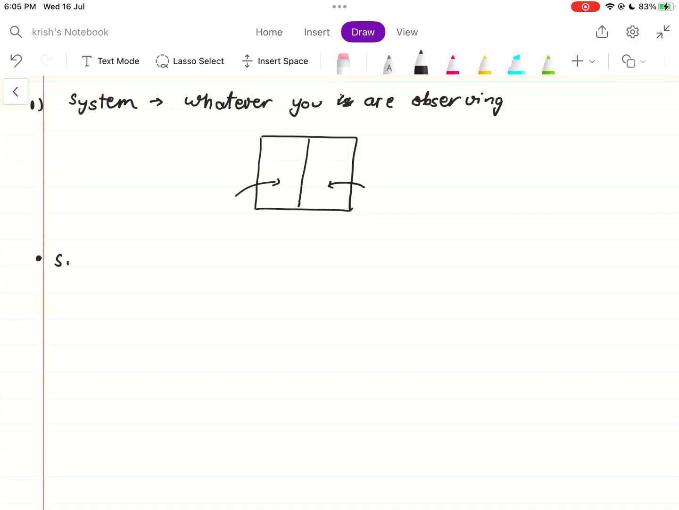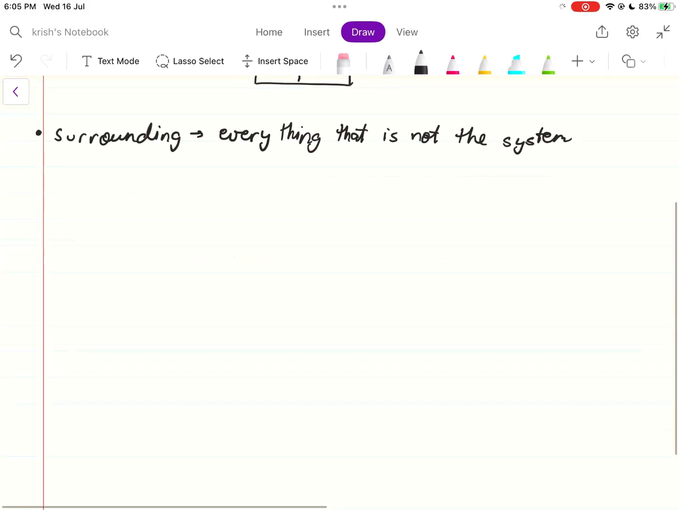Surrounding. Surrounding is everything that is not the system. Surrounding is also important because it enables us to solve concepts like entropy. So this term will become important at the very end of the course when we are learning about entropy.